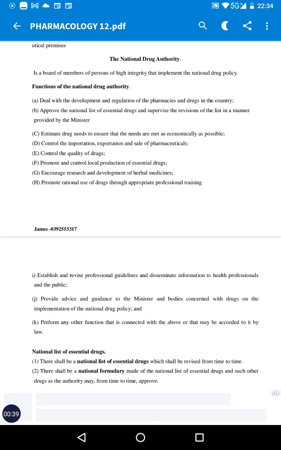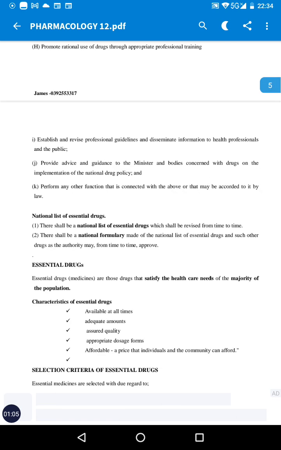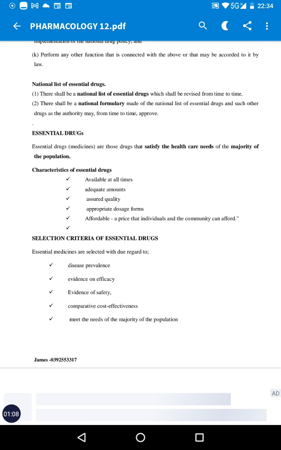All right, so in the previous times we looked at the governing bodies of the drugs in a country like Uganda. We looked at the functions or the roles played by those authorities. All right, so we are to proceed from the national list of essential drugs.